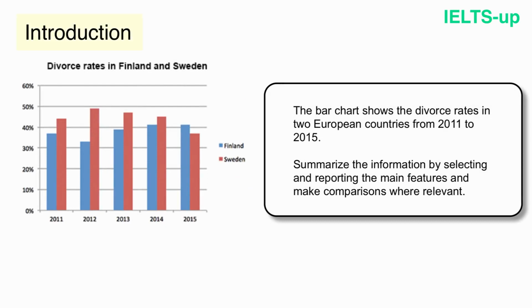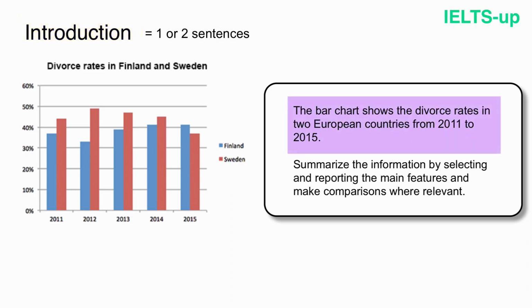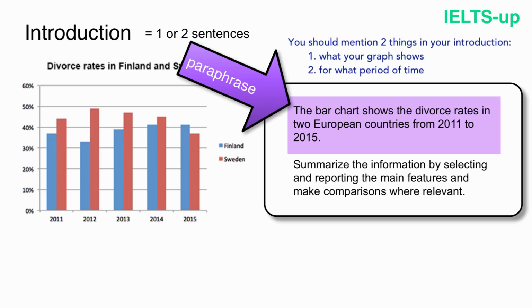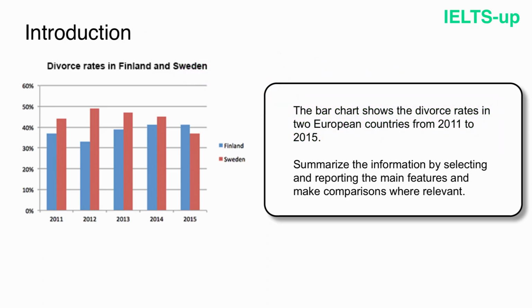And our first paragraph is an introduction. The introduction is 1 or 2 sentences where you simply paraphrase the information from your question. You should mention 2 things in your introduction: what your graph shows and for what period of time. So, instead of writing the bar chart shows the divorce rates in 2 European countries from 2011 to 2015, we should write a paraphrased version of this information by using synonyms. And here is how I wrote it.